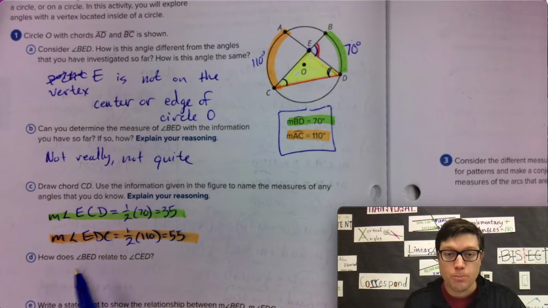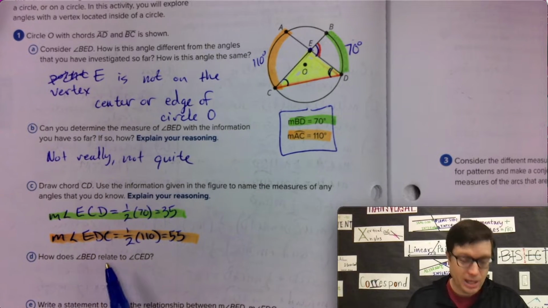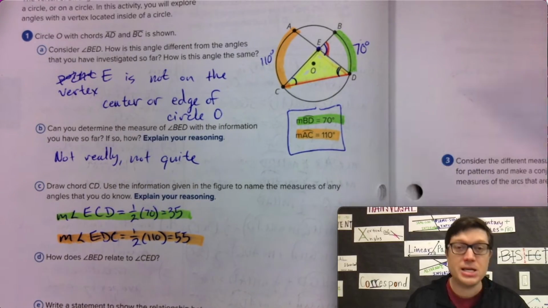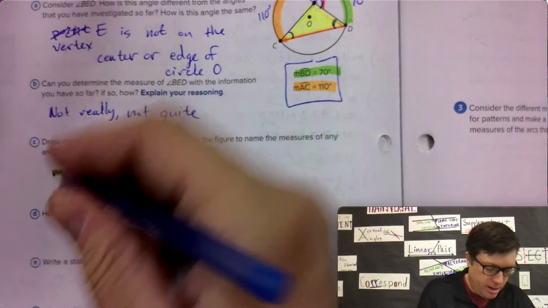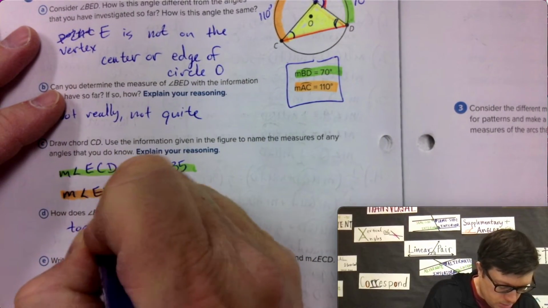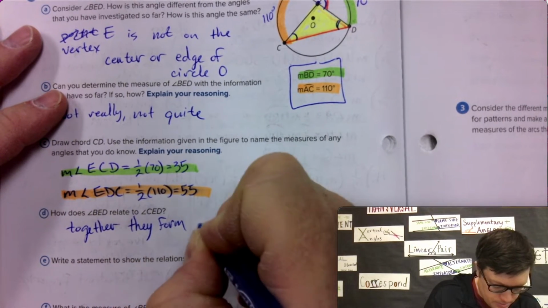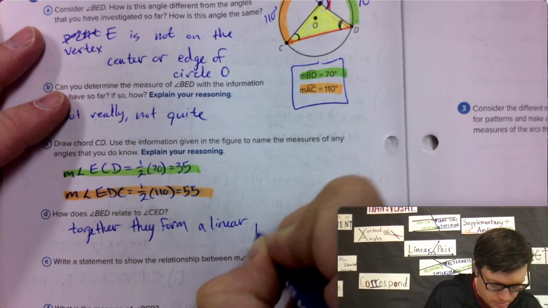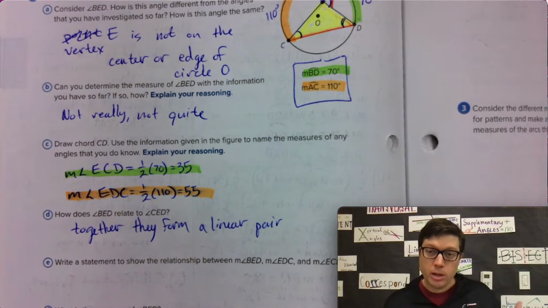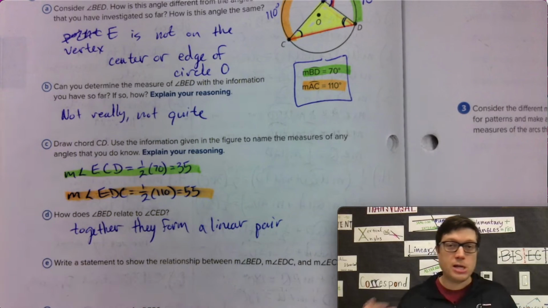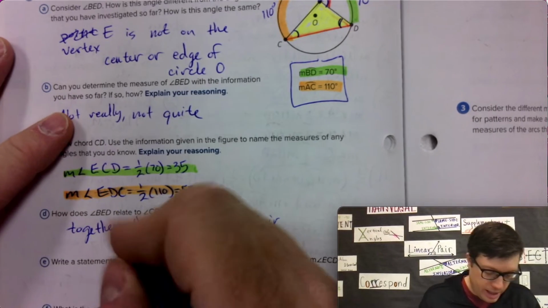How does angle BED relate to angle CED? Here's BED, here's CED. Together they form a linear pair. And if they form a linear pair, that makes them supplementary. So then, therefore, they are supplementary angles that add up to 180.